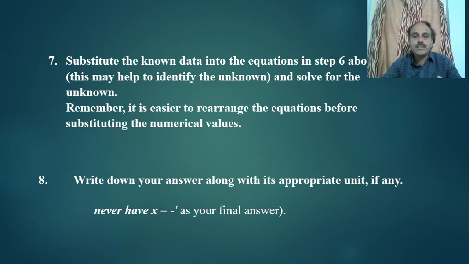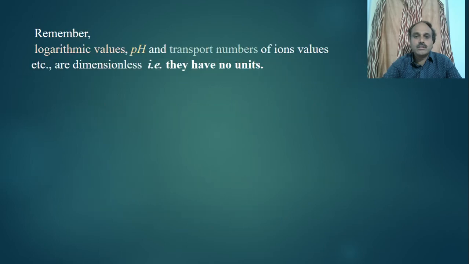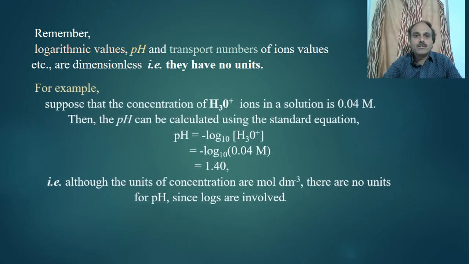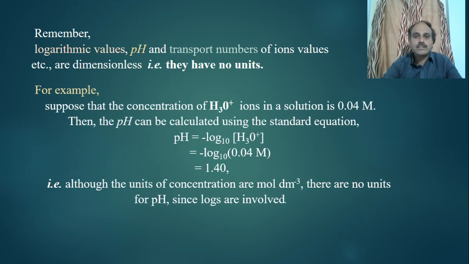The number should be tagged with the unit. That is most important. Some of the values do not have units; they are dimensionless. In such a case, you just write a number. Say, for example, to calculate the concentration of H3O+, if you are converting this into pH, the pH value is dimensionless. Therefore, you are not supposed to write any unit for the pH. In such a case, there is no problem.